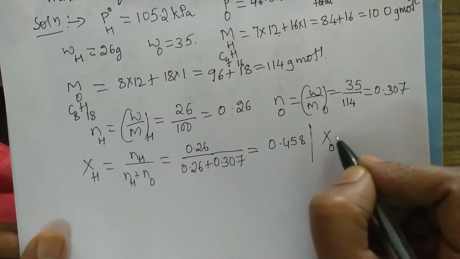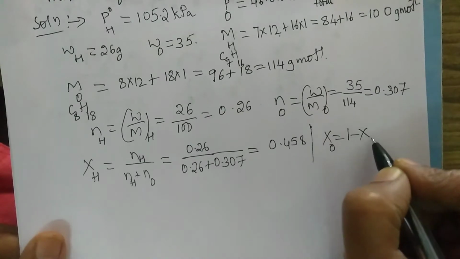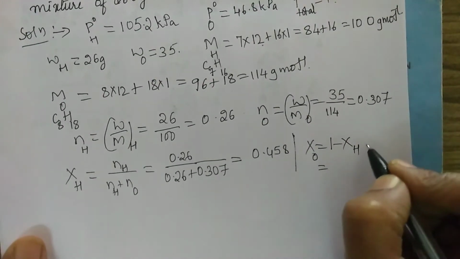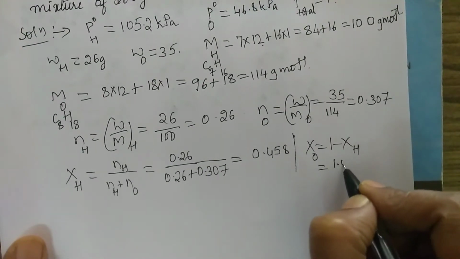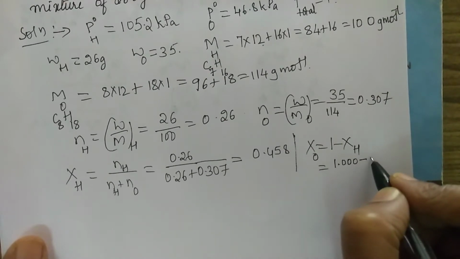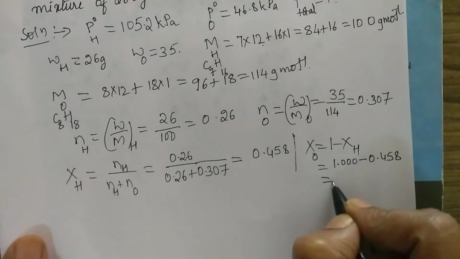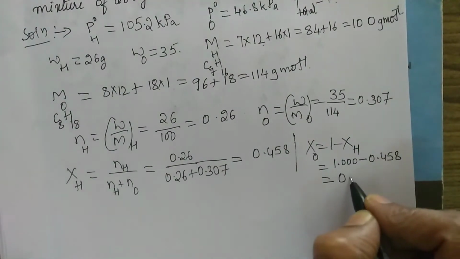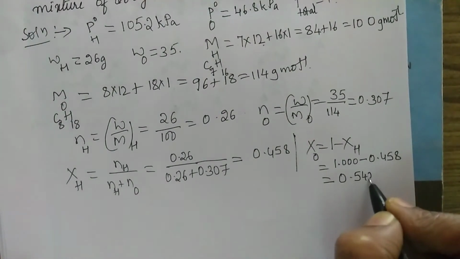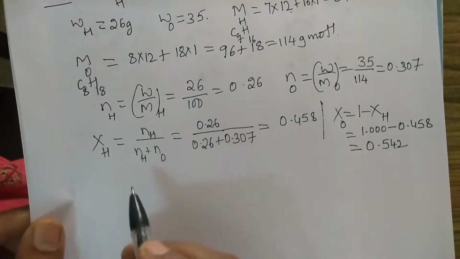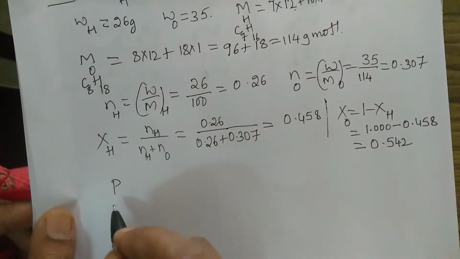Now we will calculate the mole fraction of octane. So which is equal to 1 minus mole fraction of heptane. That is equal to 1.000 minus 0.458. It comes to be equal to 0.542. Now we will calculate the total pressure.